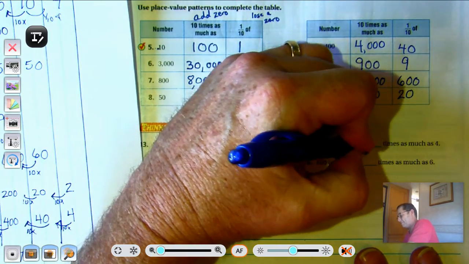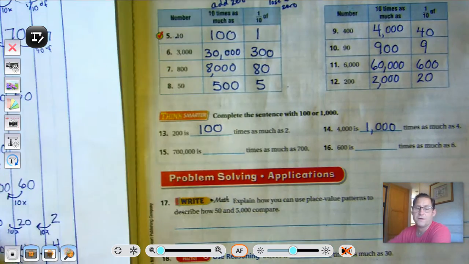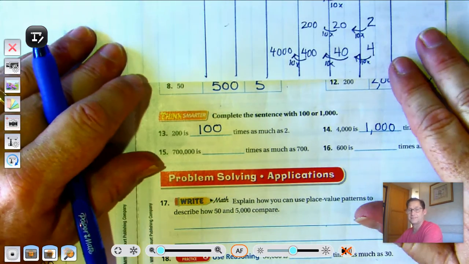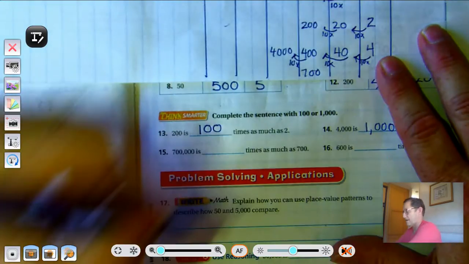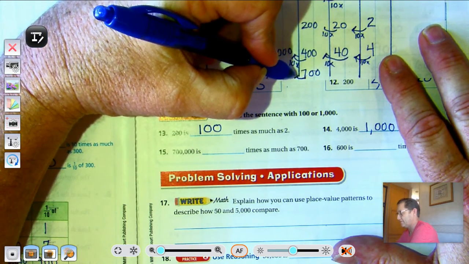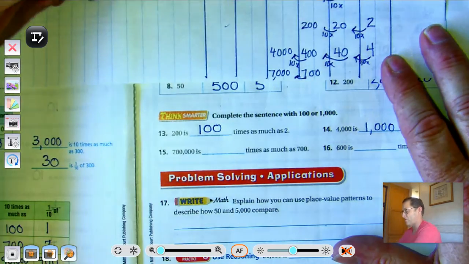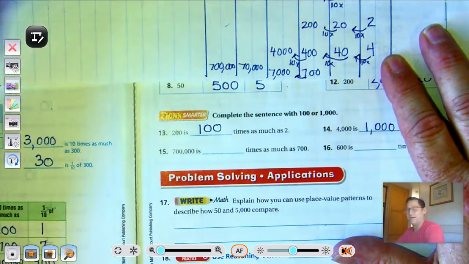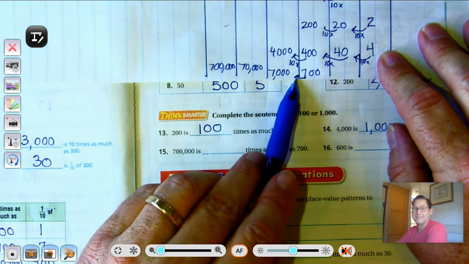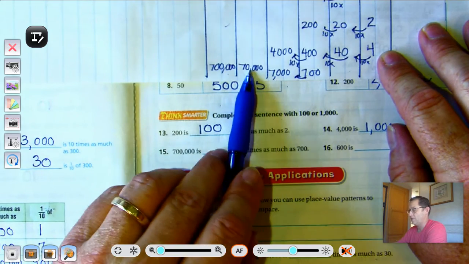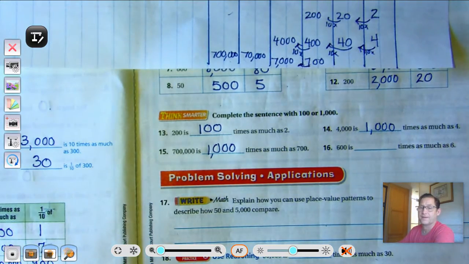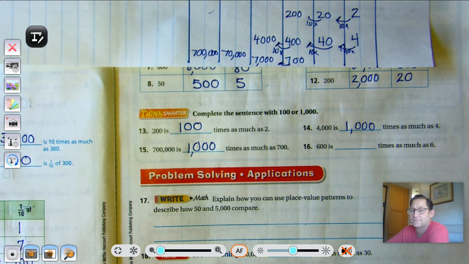Okay. So what about if we're at 700? Okay, well, let's check that out. So we're at 700, and we're going to go, how much is 70,000? So 700 to 7,000 to 70,000 to 700,000. So we increase 10 times each time we go, right? So 10, 100, 1,000. And 600 is how many times as much as 6? 6, 60, 600, 100.